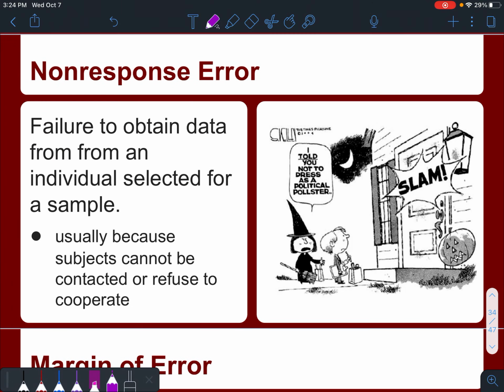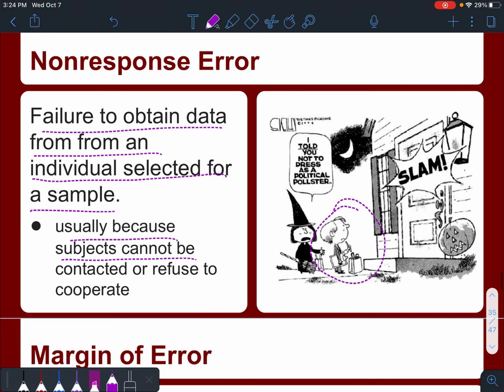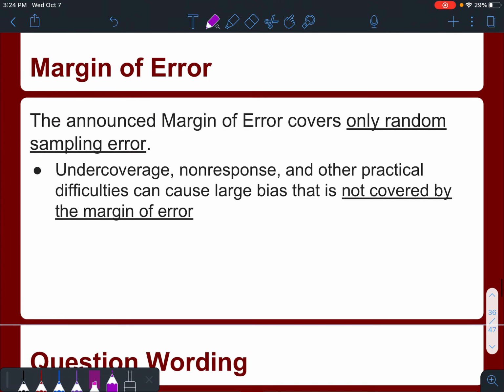Non-response error is failure to obtain data from an individual selected for a sample. I'm sure a lot of you get phone calls, especially this time of year and this time in the election cycle, that want to get some information from you. And hey, do you have time to take a survey? Nope. Or you just don't answer the phone. Usually because contacts or subjects cannot be contacted or refuse to cooperate. You've got your door-to-door political pollsters that are walking around. Read the comic there, but non-response is failure to obtain data from an individual selected for the sample. So they get selected, but you don't get the information from them.